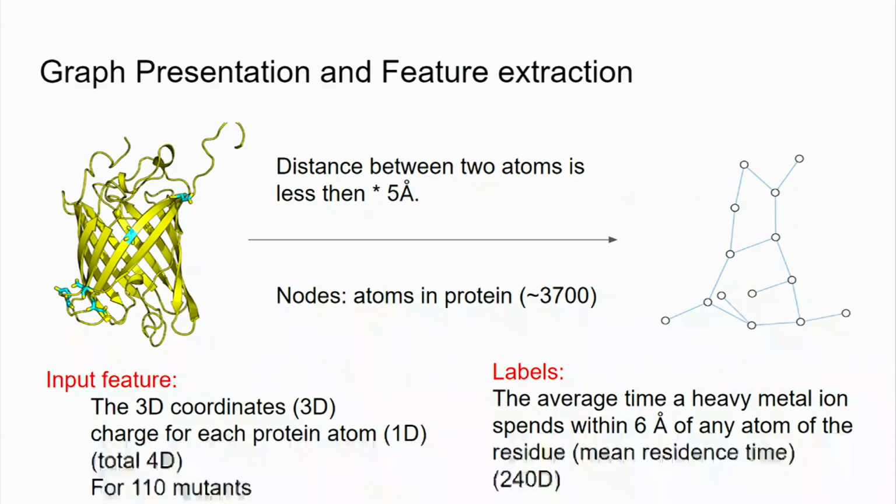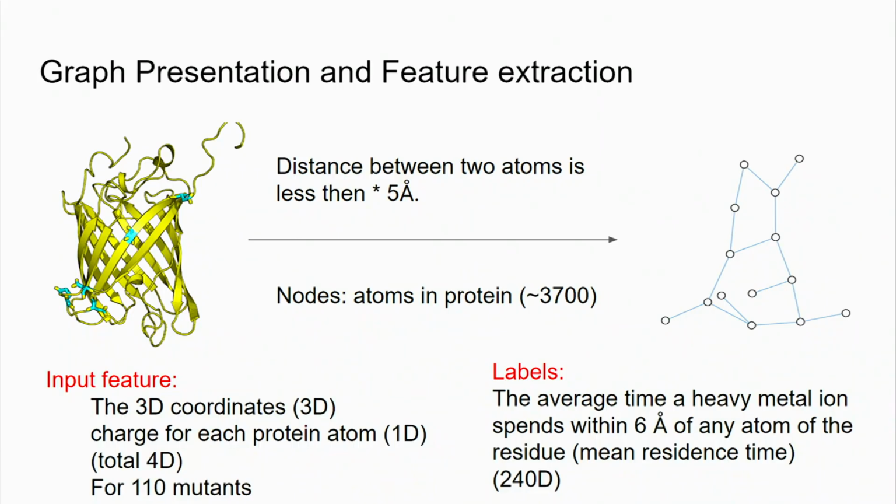For feature construction, we do the graph representation. We have the protein PDB file, so we extract the protein PDB from the trajectory and then represent it as a graph. We calculate the distance between atoms, and if it is less than 5 angstrom, there is an edge. The nodes are the atoms in the protein, so it's around 3,700.